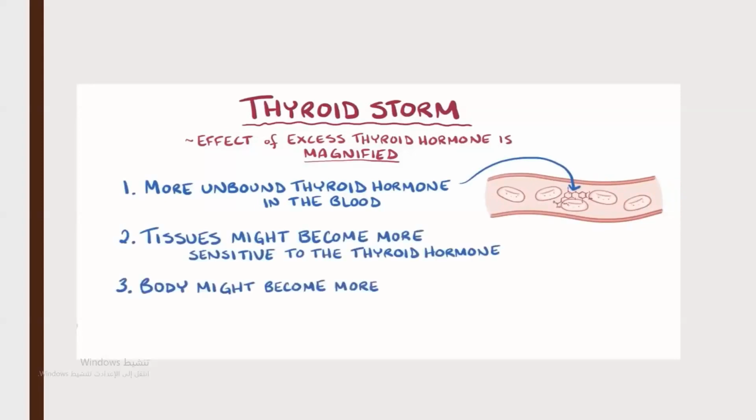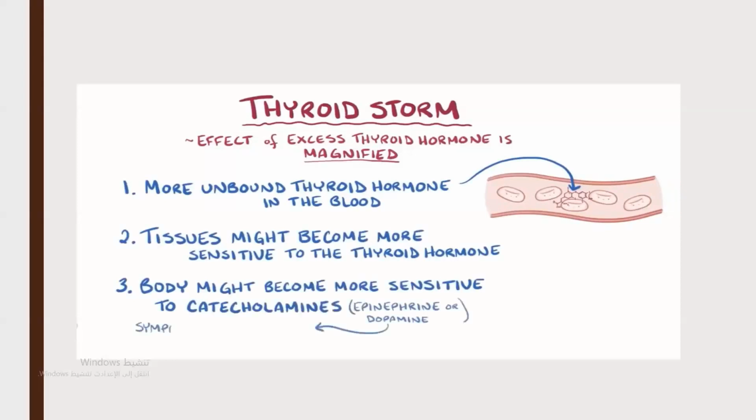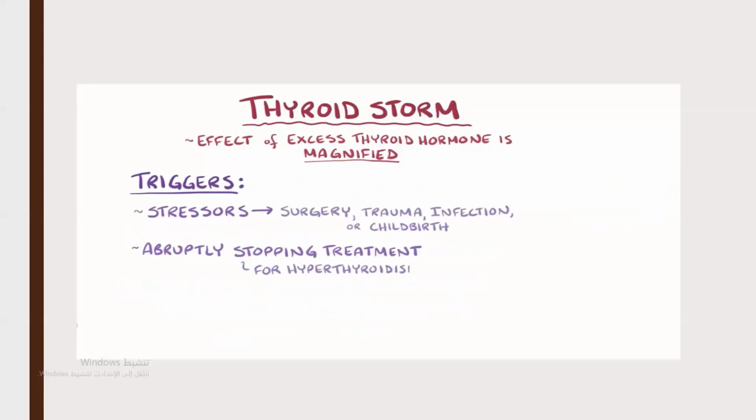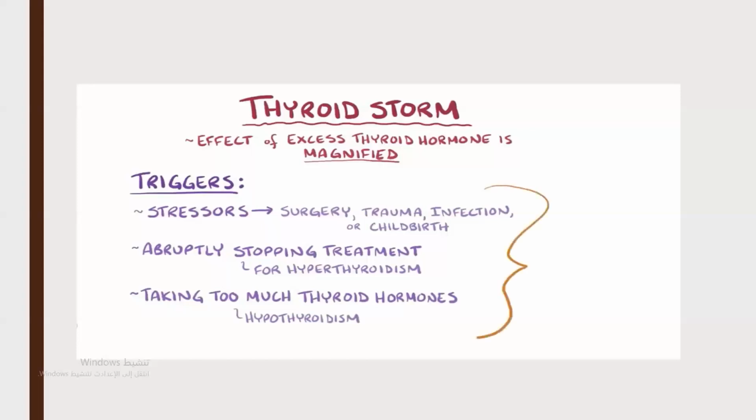Third, the body might become more sensitive to catecholamines like epinephrine or dopamine, which are part of the sympathetic nervous system. Triggers for thyroid storm include stressors like surgery, trauma, infection, or childbirth. Other triggers are abruptly stopping treatment for hyperthyroidism or taking too much thyroid hormones, which is relevant for individuals that have hypothyroidism. The end result is the same, a state of severe hypermetabolism, so all the effects of the excess thyroid hormones on the body are magnified.